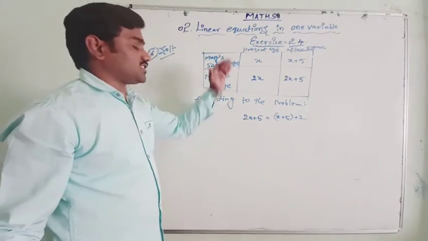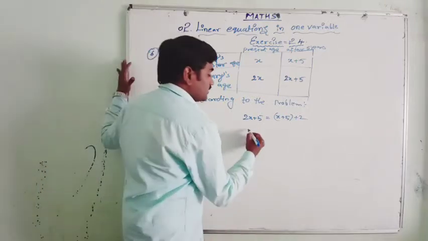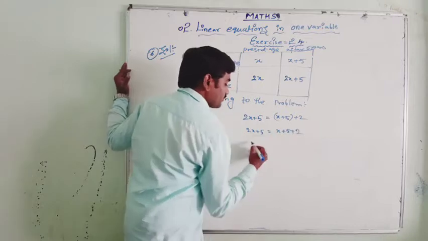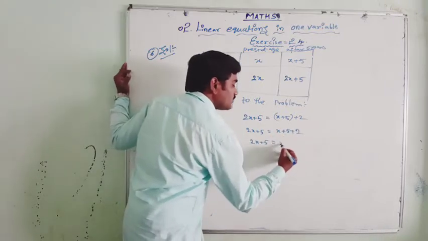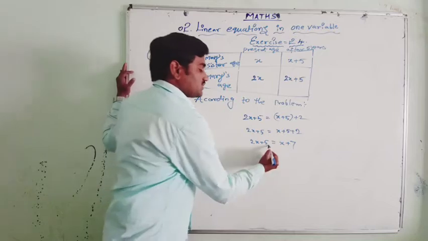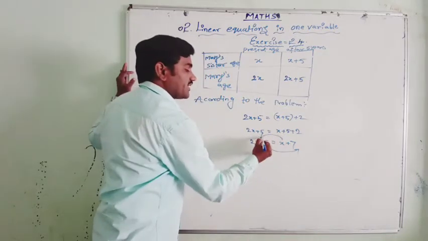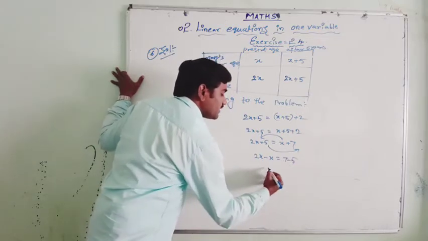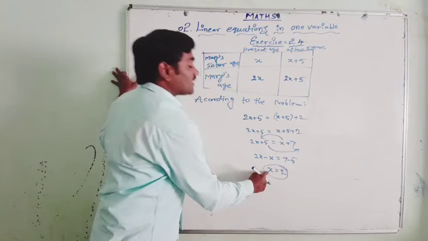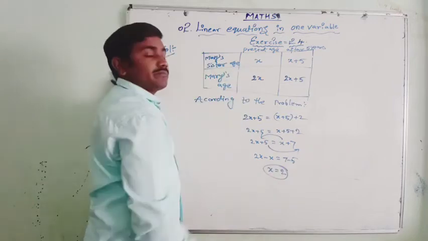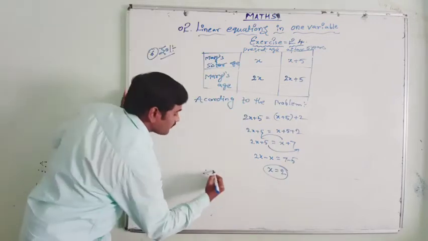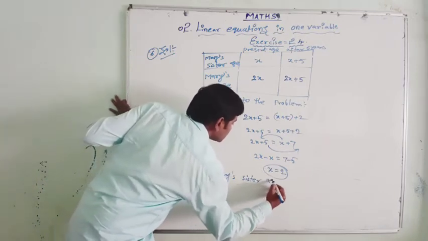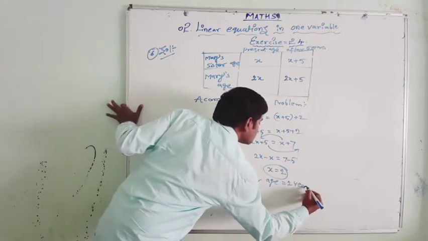Now we have to find out Mary's sister's age and Mary's age. So we get 2X plus 5 equal to X plus 5 plus 2. Here 2X plus 5 is equal to X plus 7. This 5 will transfer to this side and X will transfer to the LHS. 2X minus X equal to 7 minus 5. Then 1X equal to 2. So what is X? Mary's sister's age will be X. Therefore, Mary's sister's age is equal to 2 years.